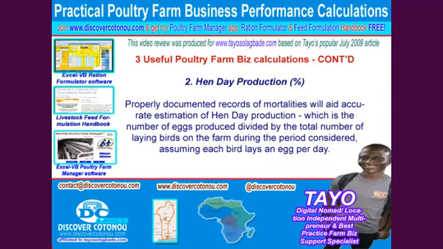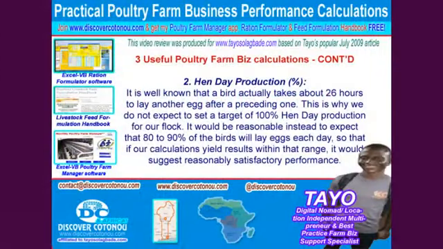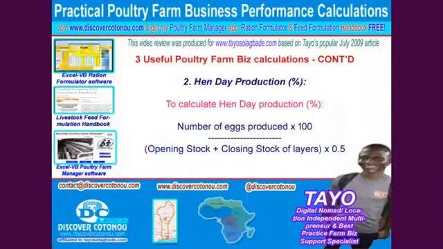Each bird takes about 26 hours to lay an egg. So more often than not, you will not have all the birds laying an egg in one day. This is why we do not expect to set a target of 100% hen day production for our flock. It will be reasonable instead to expect that 80 to 90% of the birds will lay an egg each day, so that if our calculations yield results within that range, it will suggest reasonably satisfactory performance.